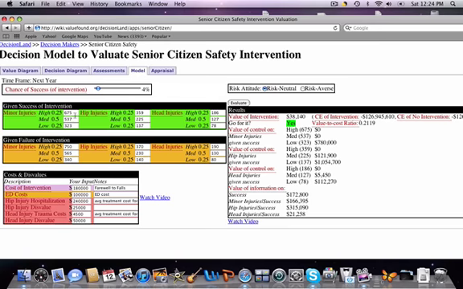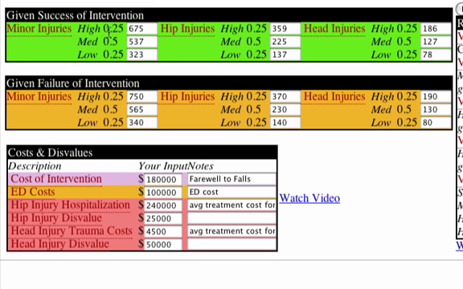And what this is saying is we believe there's a 25% chance we'll have lots of minor injuries, and we peg that level around 675. And if we have medium injuries, there's a 50% chance of seeing that. That's about 537, and low is 323. And this is given that the intervention succeeds. If it doesn't succeed, we'll see these numbers jump up to 750, 565, and 340. Similarly, we do this with hip injuries and with head injuries.